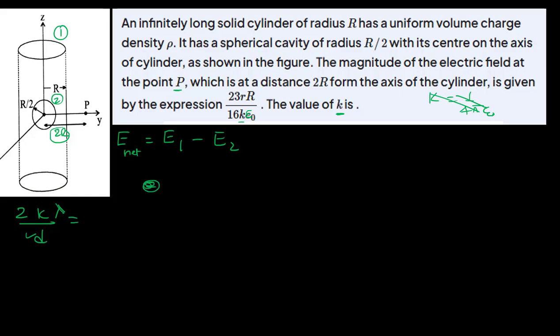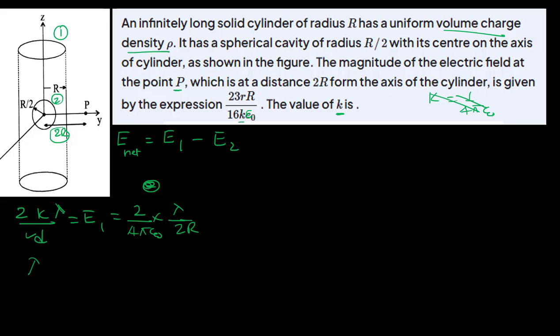So E1 is equal to 1 upon 4π epsilon naught into λ upon d. This is small d. Now d is the distance of the point, which is already given as 2r. So I'll write down 2r. Now what is λ, the linear charge density? That is not given over here. But we have been given that the volume charge density is rho. So I can use this to find λ.